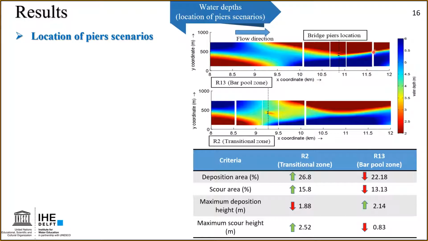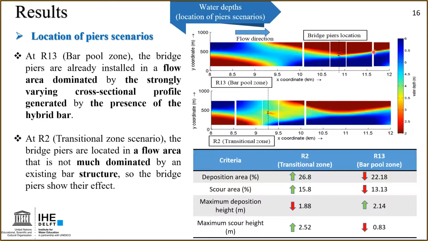That means that the bridge piers in the transitional zone have a larger footprint than the ones in the bar pool zone. The reason is that in the bar pool zone, we install the bridge pier in a flow area dominated by a strongly varying cross-sectional profile, generated by the presence of the hyperbar. While here we put the bridge pier in a transitional zone, in a flow area which is not much dominated by an existing bar structure, so the bridge pier can show its effect easily.